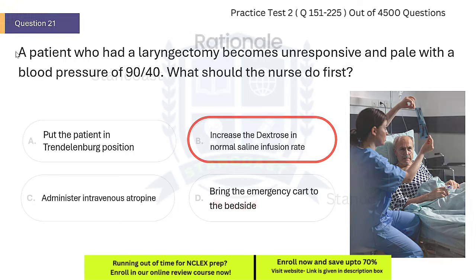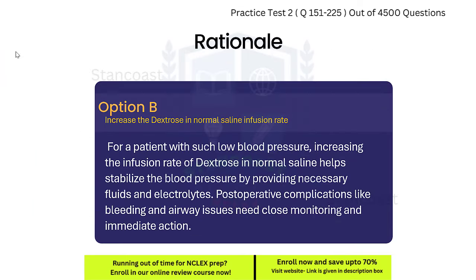For a patient with such low blood pressure, increasing the infusion rate of dextrose in normal saline helps stabilize the blood pressure by providing necessary fluids and electrolytes. Post-operative complications like bleeding and airway issues need close monitoring and immediate action.